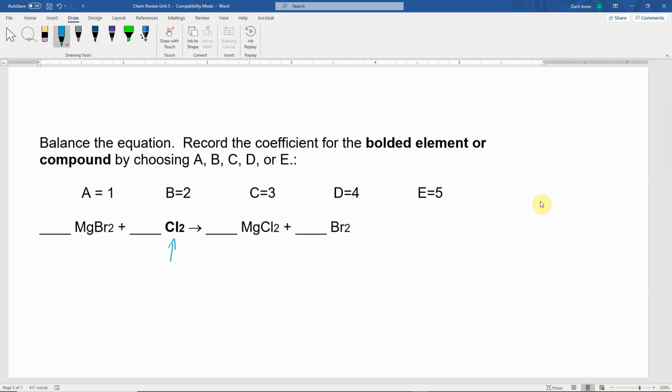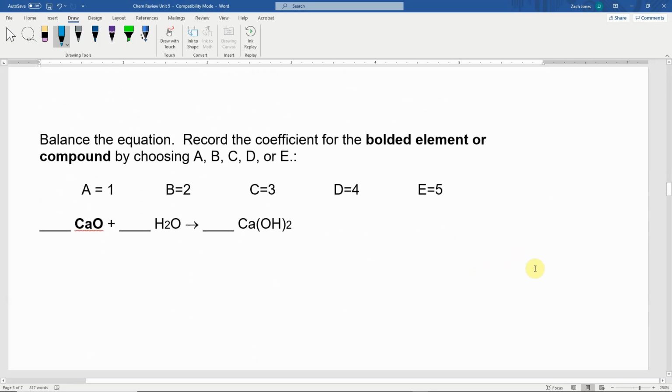Okay, let's see. Maybe we'll start with chlorines. There's Cl2, Cl2 looks pretty good. Br2, Br2 looks pretty good. Mg, Mg, oh my goodness, is it already balanced? It's already balanced. So 1, 1, 1, and 1. Isn't that so weird? So therefore, what goes in there? A. It was already balanced.